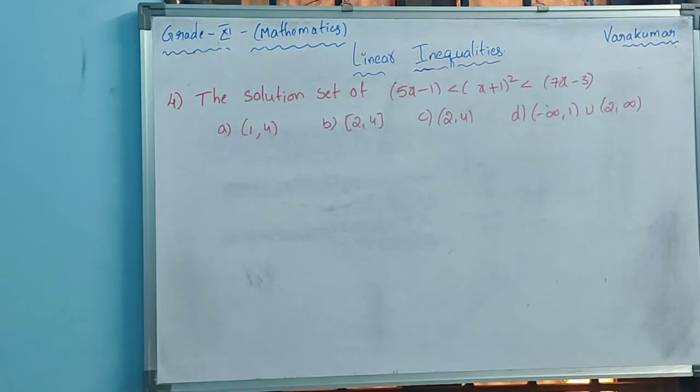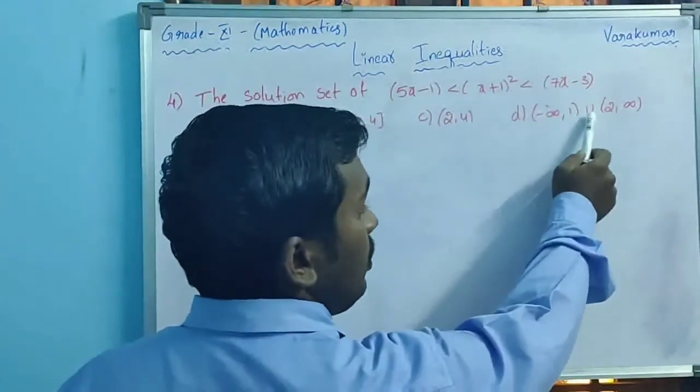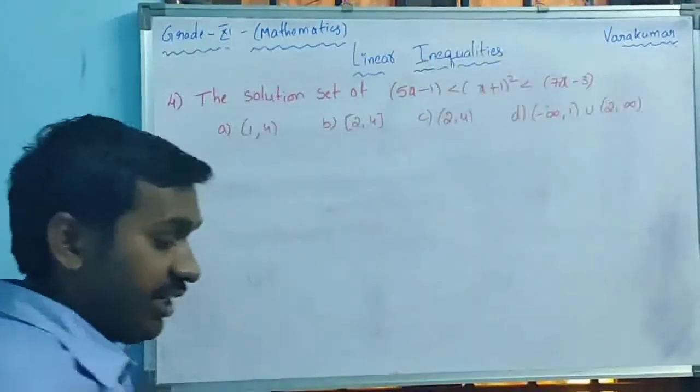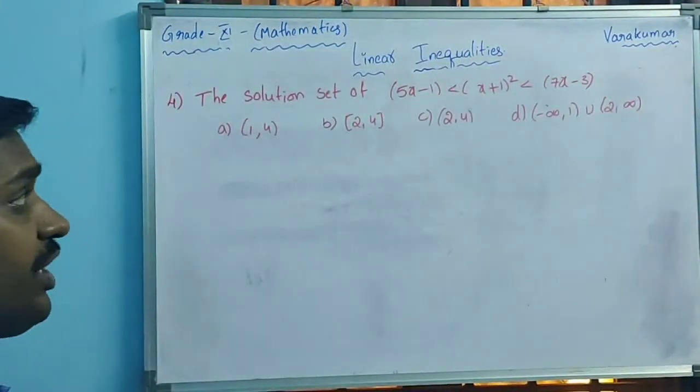Right. Now one more problem on the board. What is the solution set of 5x minus 1 less than (x plus 1) whole square less than 7x minus 3? Among these 4 options, one is the right answer. One is open bracket 1 comma 4. Another is 2 comma 4, close, into 1. Another is 2 comma 4, open, into 1. And another is minus infinity comma 1 union 2 to infinity. In these 4 options, one is the right answer, so now we need to find it.